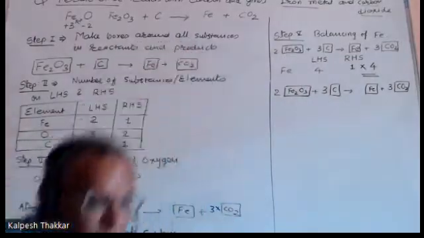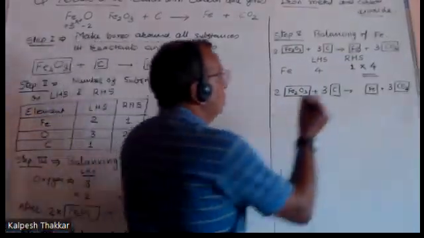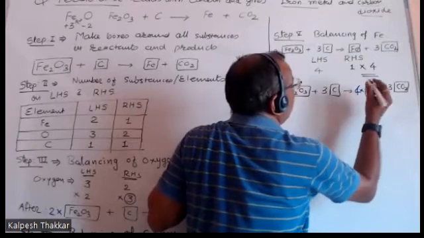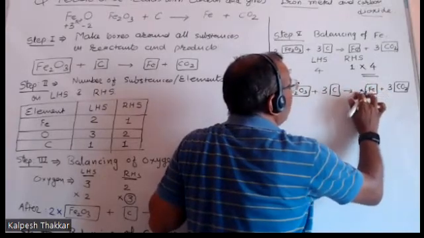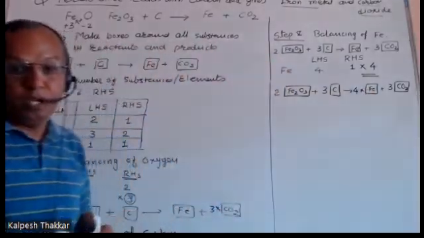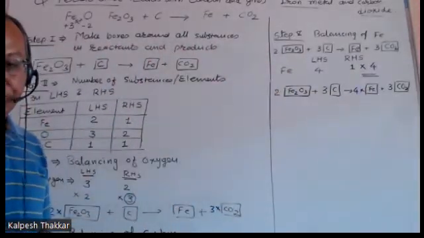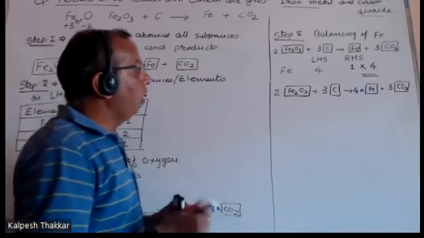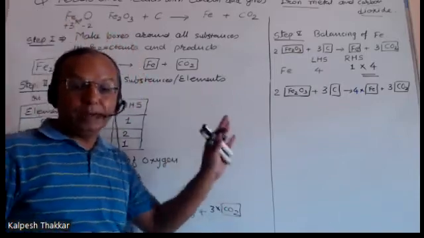Now listen here, what is the change? This is the change. I am going to multiply by 4. So this is multiplied by 4. This is the change of step number 5. Right, friends? Now we find that all the elements are balanced.